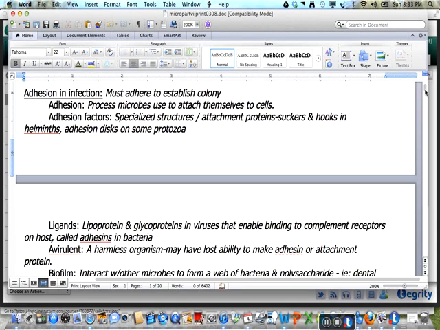Viruses use ligands, which are lipoprotein and glycoproteins that enable binding to complementary receptors on the host. These structures are called adhesins in bacteria. An organism which is avirulent may have lost the ability to make adhesins or attachment proteins. When organisms form biofilms, they interact with the other microbes to form a web of bacteria and polysaccharide. Dental plaques are biofilms of up to 500 cell layers thick that are on your teeth.